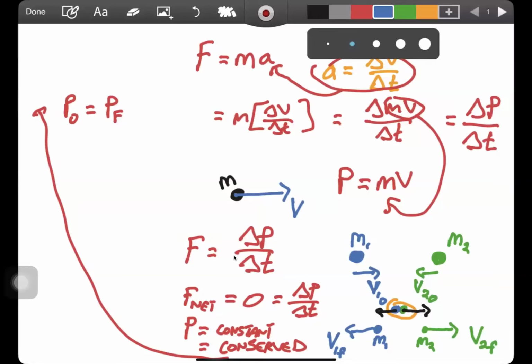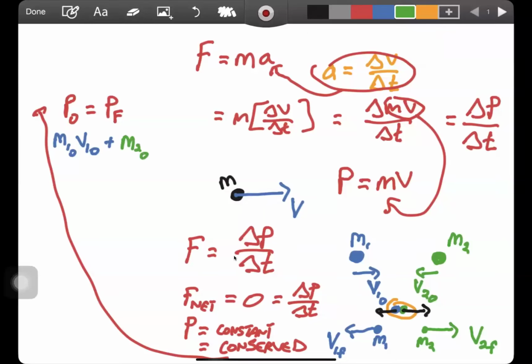We're going to say m1 initial, v1 initial, plus m2 initial, v2 initial, equals... So what I've done right now is I've accounted for the total momentum of the system for both masses at the beginning. And so now let's account for it at the end.